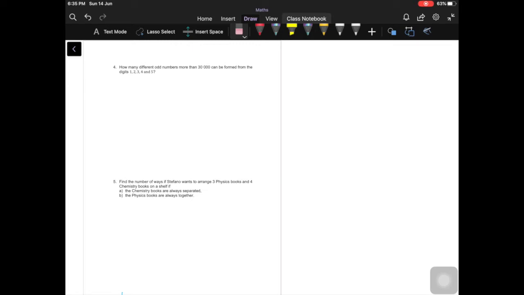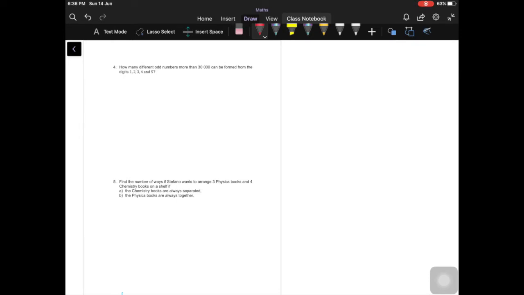How many different odd numbers more than 30,000 can be formed from the digits 1, 2, 3, 4 and 5? So in this question, it wants us to form odd numbers that are more than 30,000 from the digits 1, 2, 3, 4 and 5.